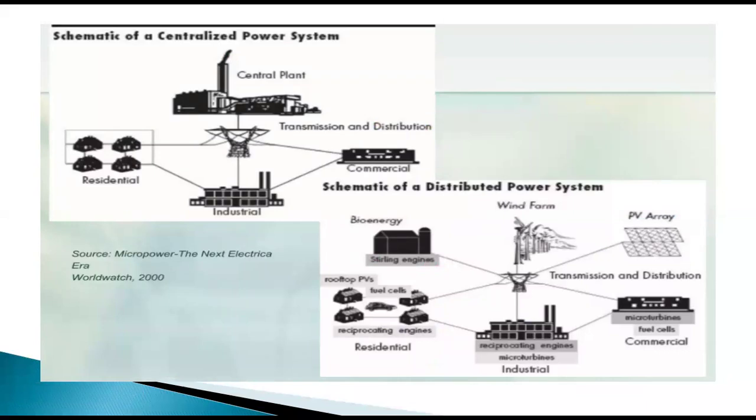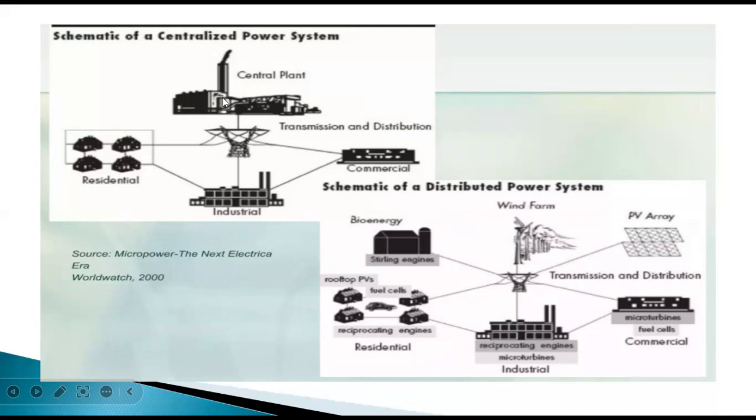Centralized power system is converted into distributed power system. This is one of the remedies or alternatives of energy source. Centralized power system is converted into a distributed power system. So look at here. This is called central plant. Central plant here, generating station. Central plant is nothing but generating station.